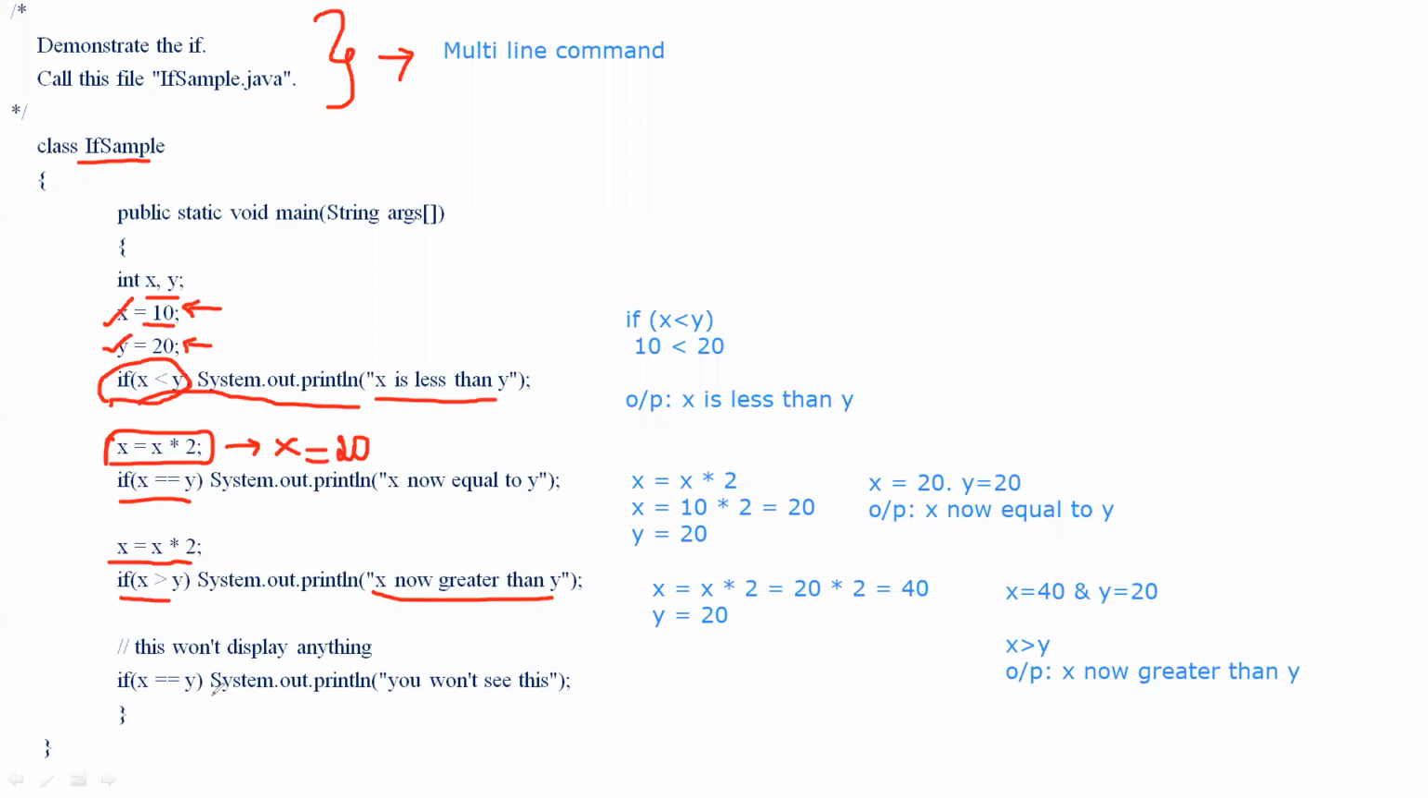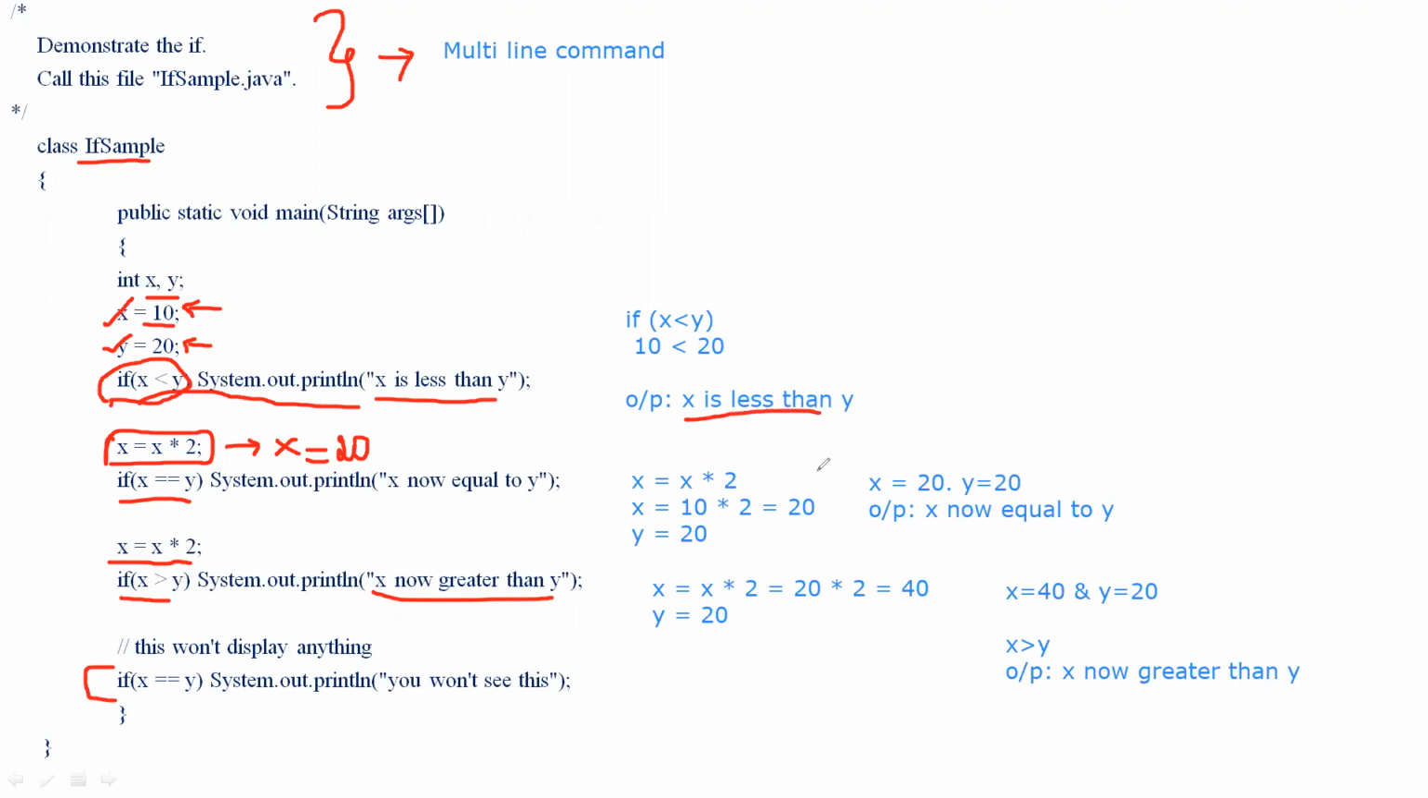Since x is not equal to y, this won't display anything. Since the value of x is 40 and the value of y is 20, they are not one and the same. They are not equal since x and y have two different values. Hence, this doesn't write anything. Then it comes out of the main. It comes out of the class.